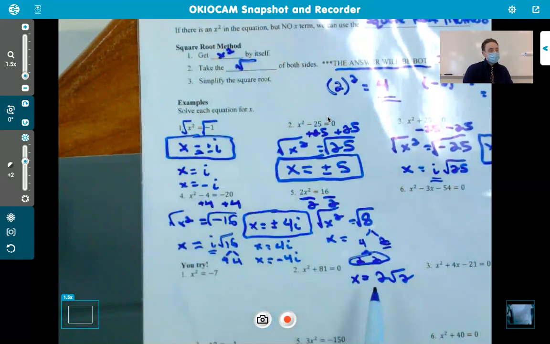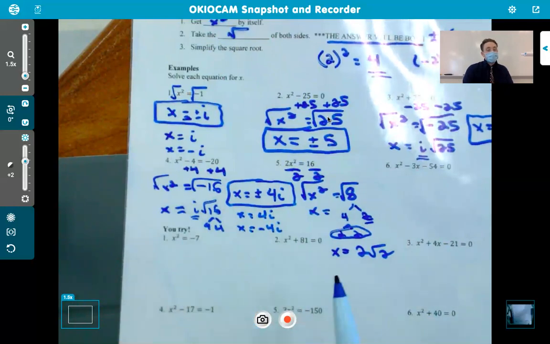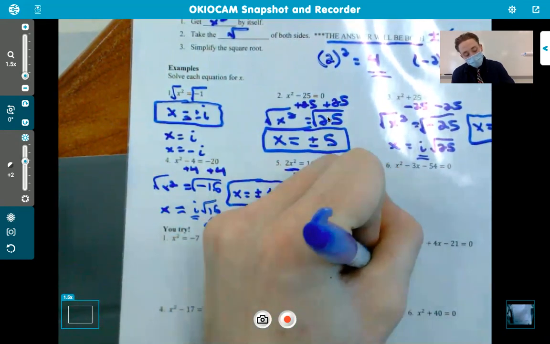And is this my final answer here? Just the 2 root 2. So it doesn't always have to be a term. Yes, you can have a square root in your answer. Good. Right. So this is as simplified as I can get, but I need to make sure I include both positive and negative 2 root 2 for my answers.